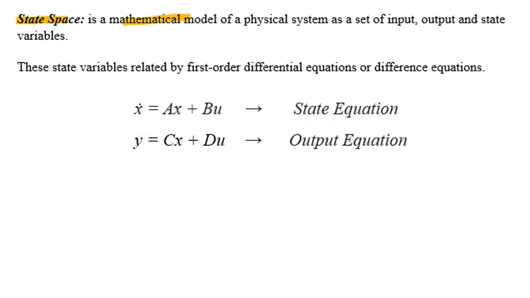Dear students, state space is a mathematical representation of any physical system. This mathematical representation includes a set of input, output, and state variables. So basically, for a state space representation, we have two equations. The first equation is known as the state equation, whereas the second equation is known as the output equation.